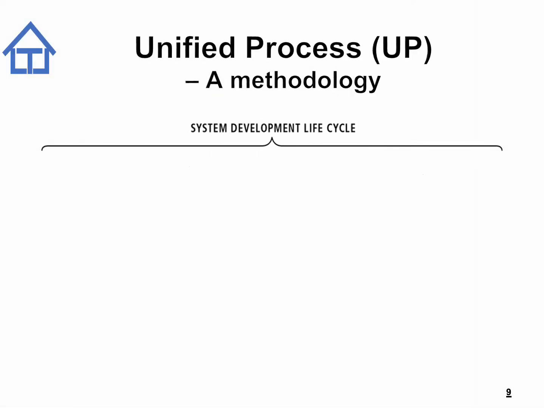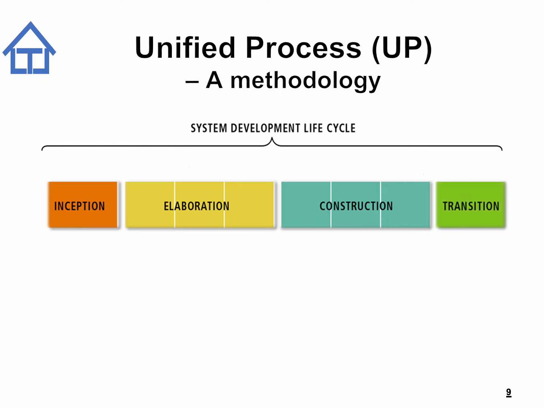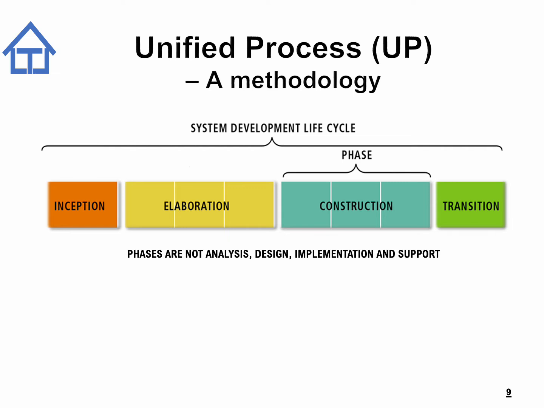The software development process based on this methodology has its own system development life cycle. The life cycle consists of four main phases. These phases are inception, elaboration, construction, and transition. As you can see, the phases are not analysis, design, implementation, and support as in the traditional software development life cycle. For each phase of the development, it can consist of a number of iterations.